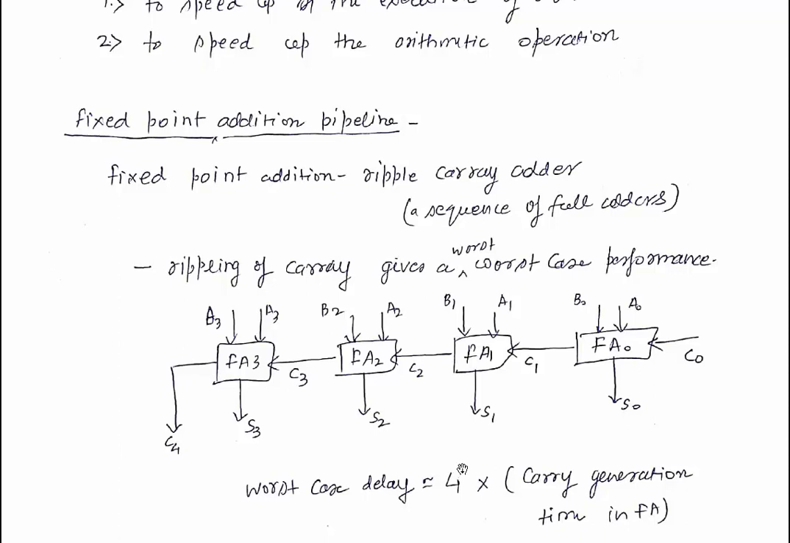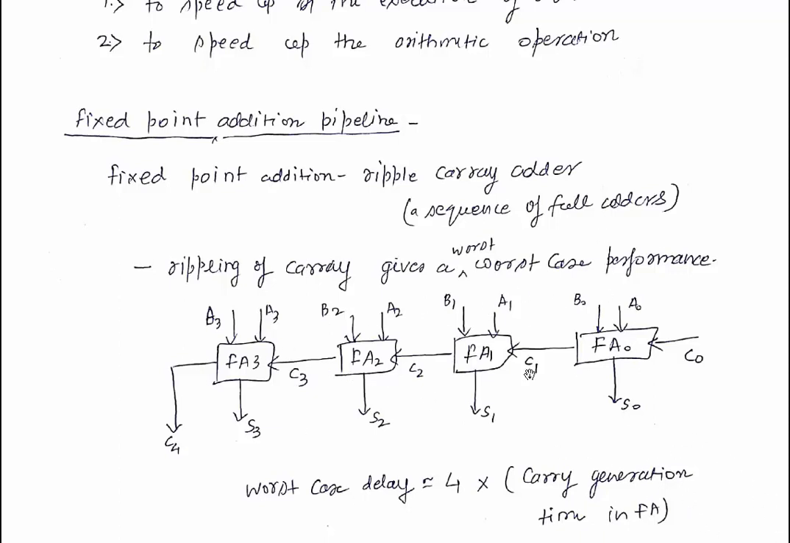If we evaluate the delay, delay would be 4 multiplied by carry generation time in full adder. We can think of C0 to be negligible, because initially when we do not have the inputs A0 and B0, the carry may be thought of as negligible. So C1, C2, C3, C4, these are the 4 carries, and your delay would be 4 multiplied by carry generation time in full adder.